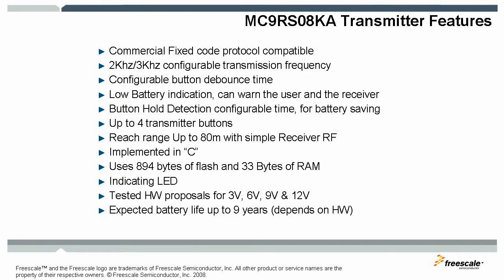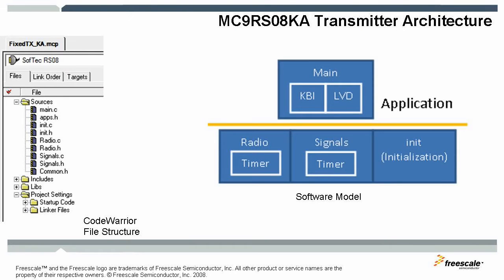Another proposed transmitter version is based on the ultra-cost-effective KA1. This sub-50-cent microcontroller provides enough functionality to support a low-end solution. The compact implementation of the code uses only 894 bytes of flash and 33 bytes of RAM, and it's completely coded in C. There is a simplified layer structure in this software implementation.